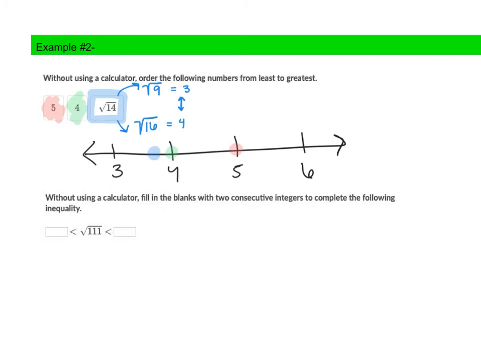Okay, now I have them ordered from least to greatest. So my blue dot is the first that I find. This is the least. So I have the square root of 14 first. Next comes my green dot, 4. And next comes my red dot, which represents my 5. So this is my ordered least to greatest numbers. Okay? Down below, it says without using a calculator, fill in the blanks with two consecutive integers. This means numbers that are back to back.